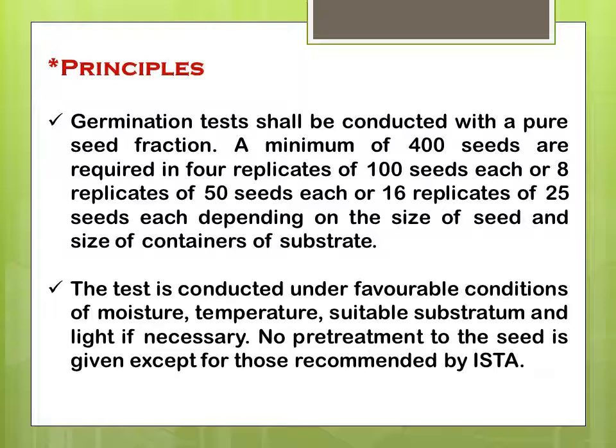Sometimes farmers or students take just 10 or 15 seeds, and based on the germination test they determine the germination percentage. But you have to take at least 400 seeds, or even 100 seeds in 4 replicates, randomly. Then you can go for the germination test.